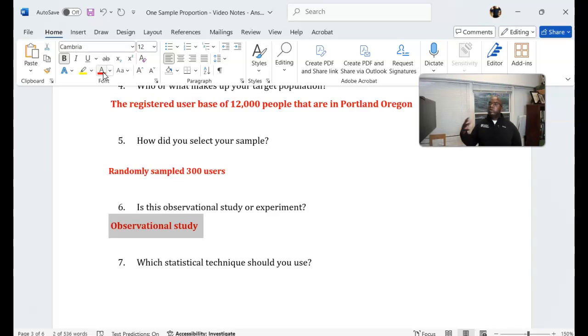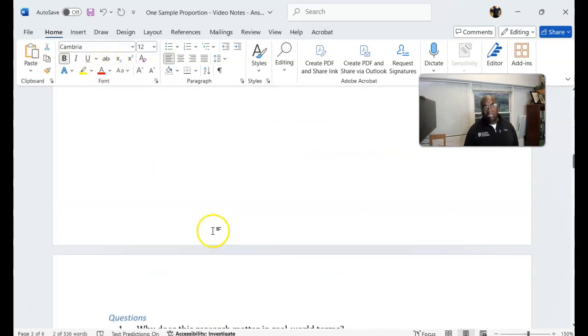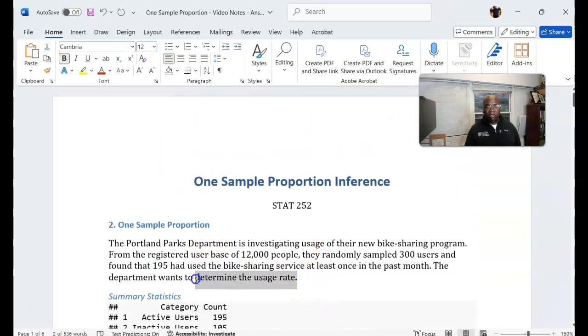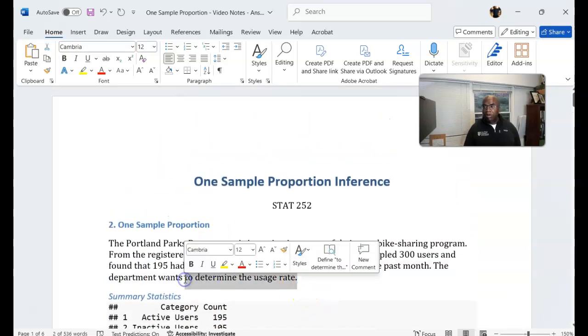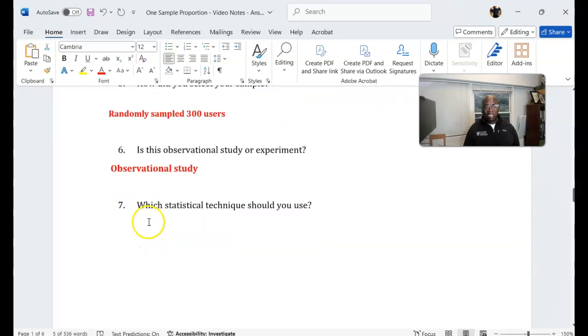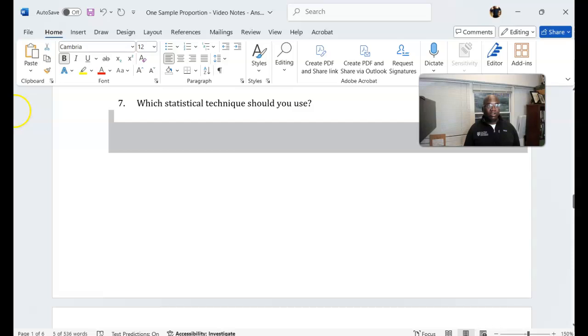And we know for a fact that we are looking at a one sample proportion inference, but are we interested in a confidence interval or a hypothesis test? If we look closely, we're just trying to determine the usage rate. We have no claim. We have no hypothesis, which makes this particular technique a confidence interval. Okay, a confidence interval.